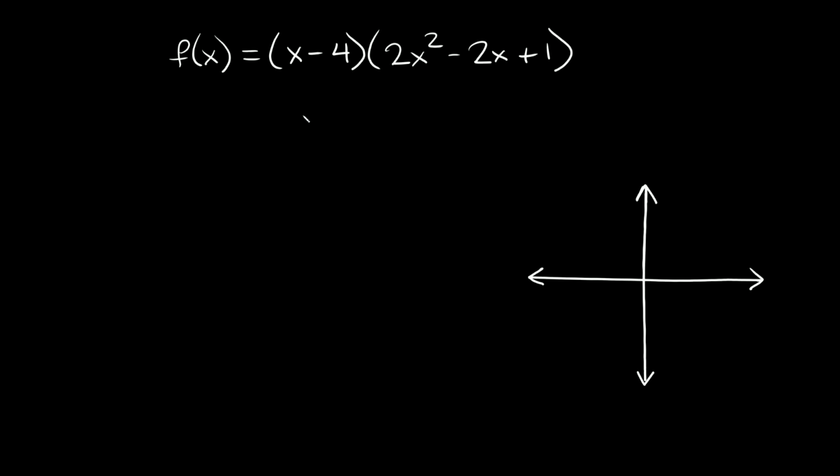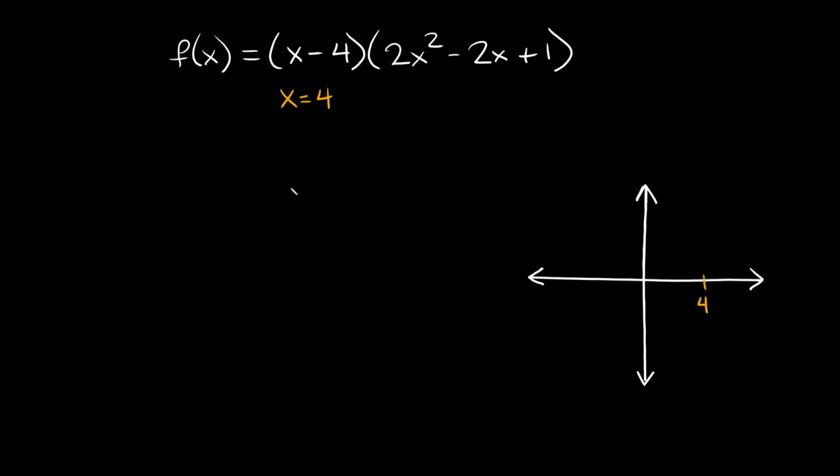So for example, x minus 4, here we can still say that we have a solution right here of x is equal to +4. Now, the problem with this set of parentheses over here, 2x squared minus 2x plus 1, is that this is not factorable. So we can't solve for x in this case, all right? So since we can't solve for x here, we only have one solution. We only have 1 zero, and it's at x is equal to 4. So we'll just plot it here.